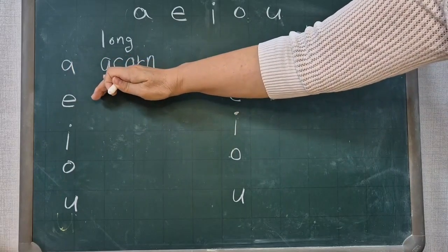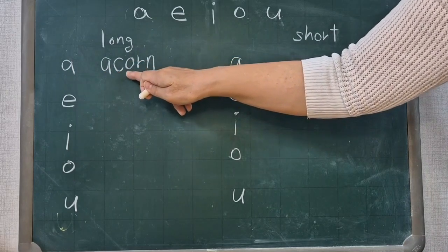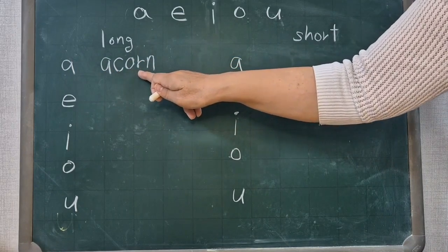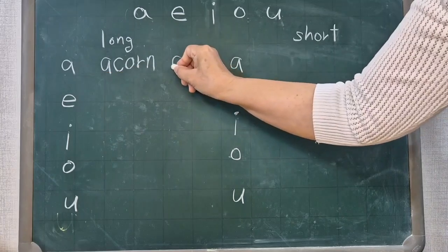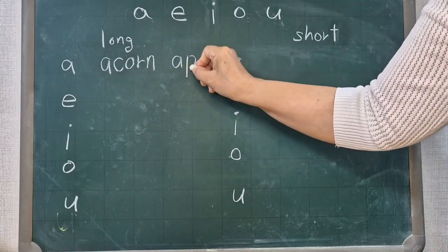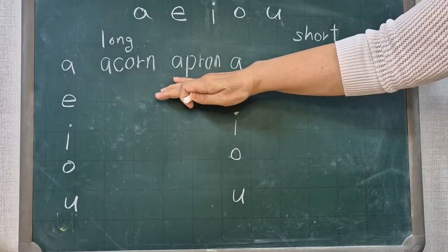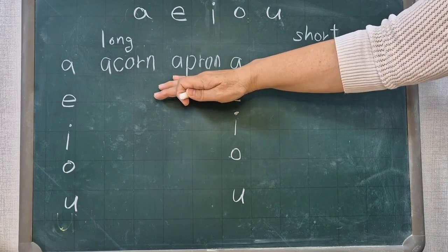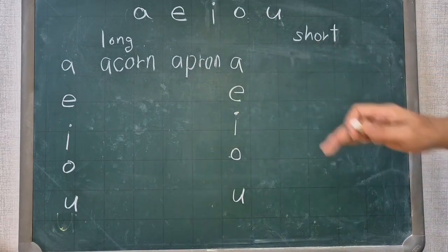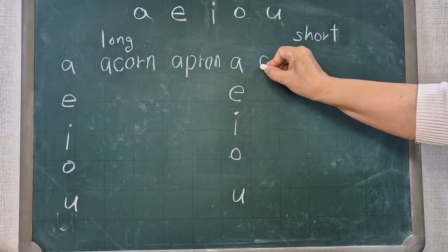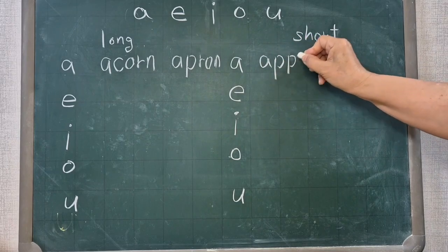Acorn, acorn. A, C, O, R, N. Acorn. Apron, apron. Short sound A. Apple, apple.